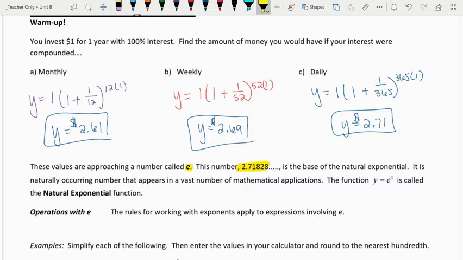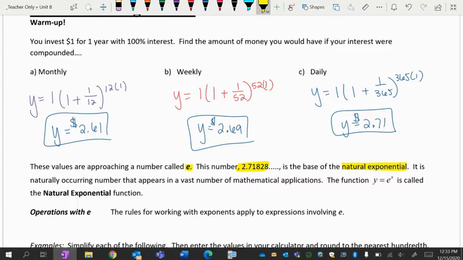So this is the base for natural exponential functions. It is a naturally occurring number that appears in a vast number of mathematical problems. The function y equals e to the x is called the natural exponential function.